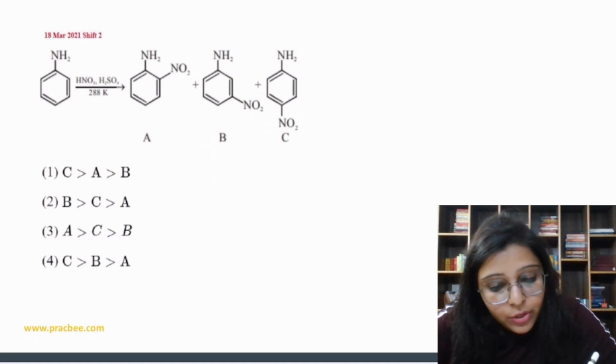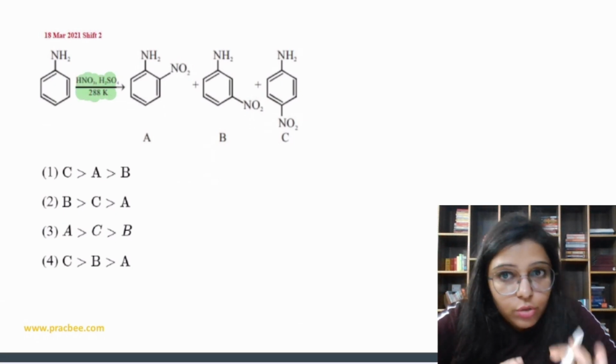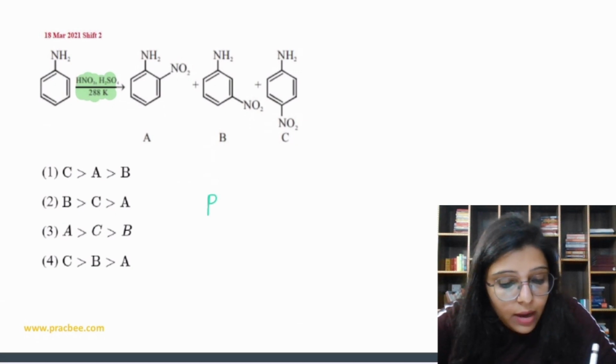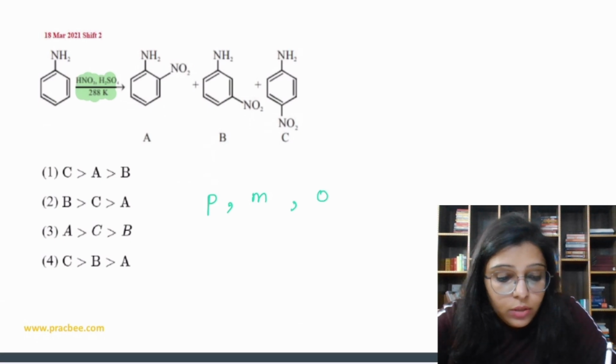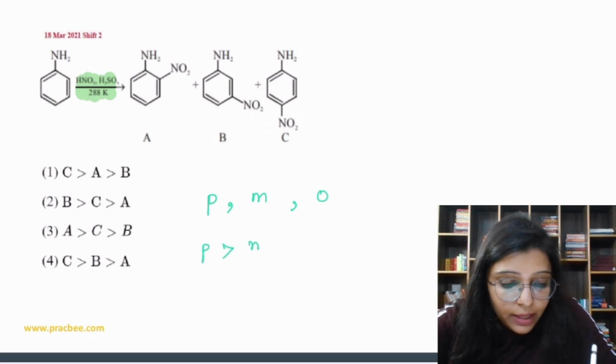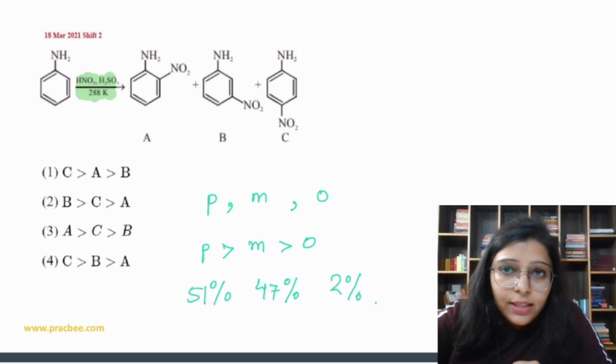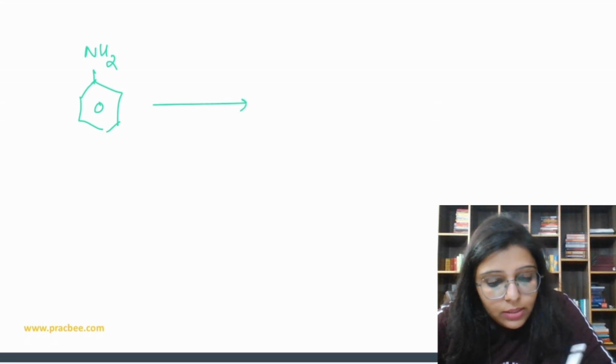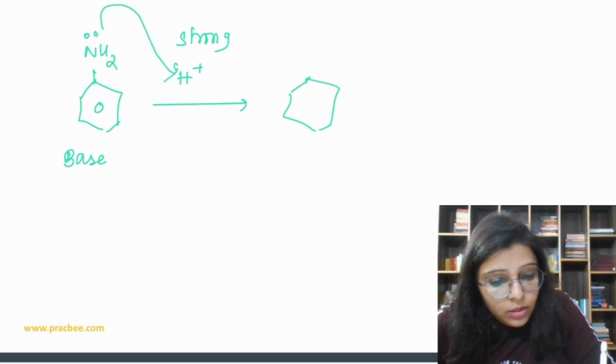Now again we have a question on electrophilic aromatic substitution. So you should know when aniline undergoes nitration, we get para, meta and ortho. Para highest, then meta and then ortho. Para around 51, meta around 47, and ortho around 2%. Why does this happen? Because in the presence of strong acidic medium, because this is a base, the nitrogen lone pair forms a bond with H+. So when this happens, we have the anilinium ion.